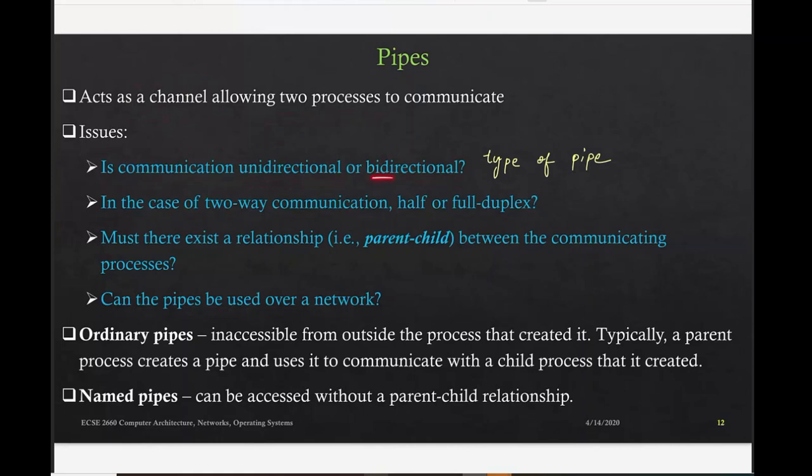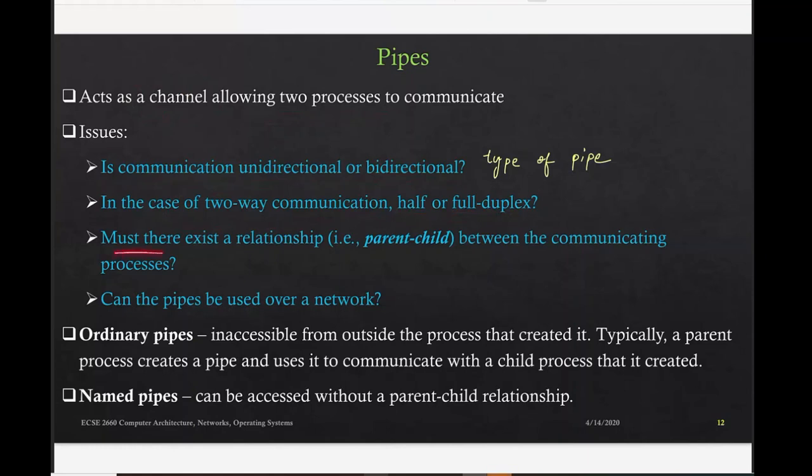And if it is bidirectional, or two-way communication is possible, then the next question is, is it half duplex or is it full duplex? Half duplex means that both processes involved are able to send messages and receive messages from the other, but only one can send to the other at any given time. Full duplex means both can send messages to the other and receive them at the same time.